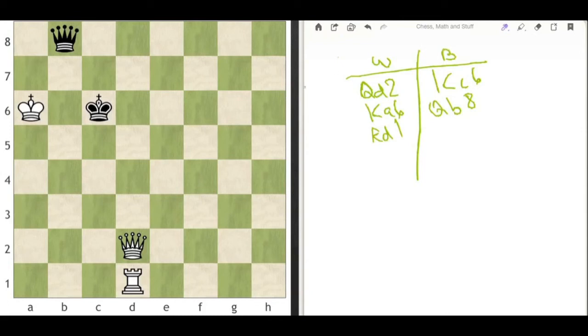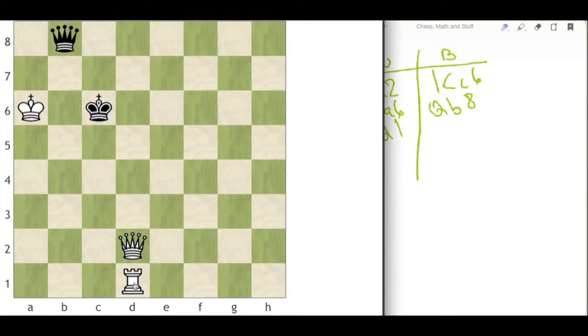Supposing you're doing this as white to play and win, then your answer would simply be, let's just say rook C1 would be checkmate. He cannot move along this file because of the queen, and he cannot move along this file because of the rook, and the queen is supported by the king. So he's stuck, and this is checkmate.